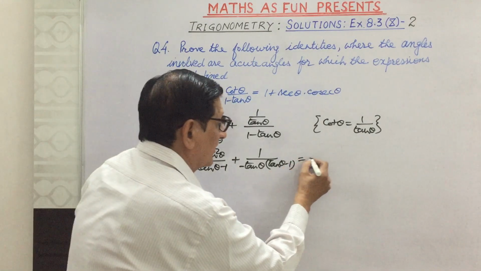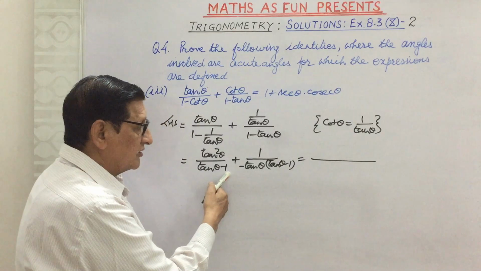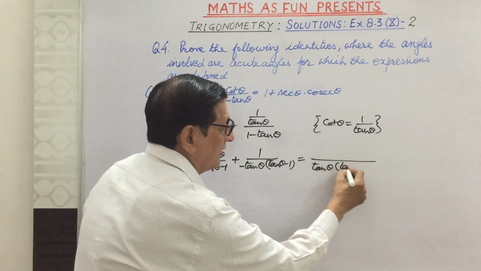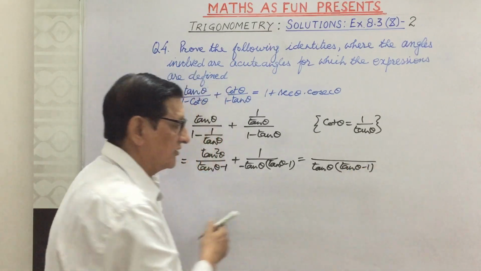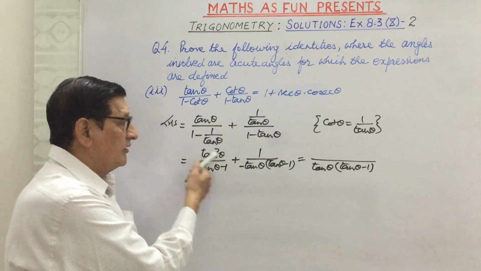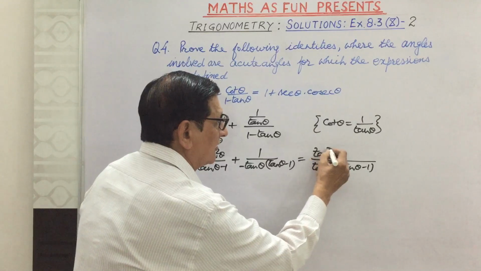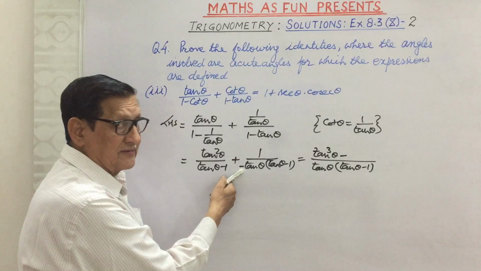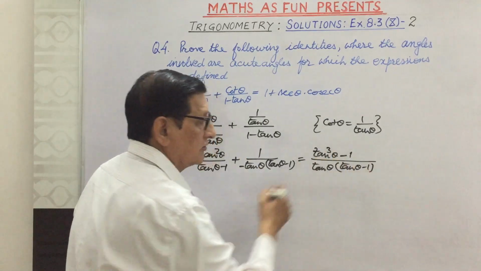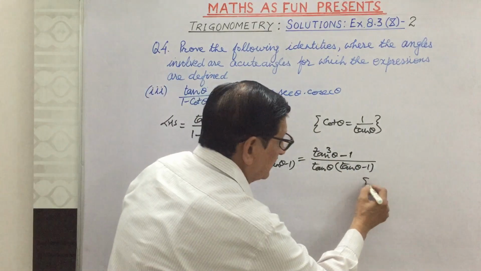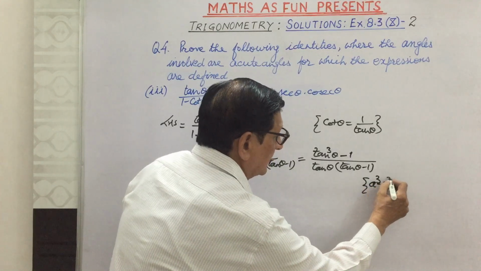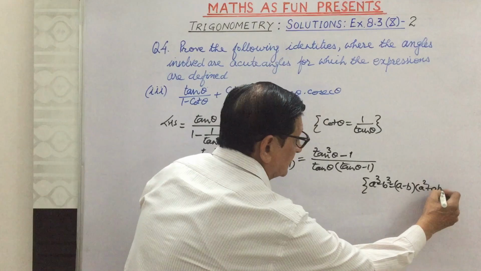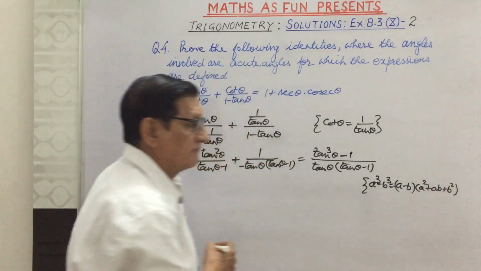Now the LCM we can take here is (tan theta minus 1) into tan theta. So this will be tan theta into (tan theta minus 1). And here we will find this will be tan cube theta minus, because plus into minus will become minus, 1. And we know the algebraic identity a cube minus b cube is (a minus b) into (a square plus ab plus b square).